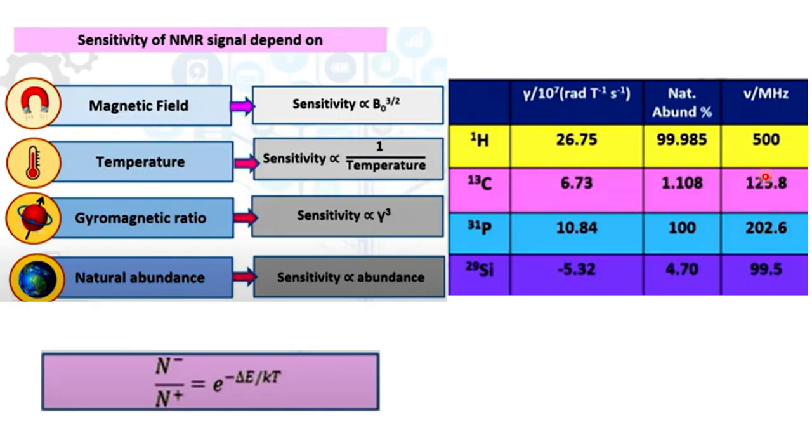And for 13C you need 125.8, and for 31P you need 202.6, and in case of 29Si, that is 99.5. So the most common are 1H and 13C, but sometimes you need 31P for some specific purpose. For example, if somebody is using some flame retardant material in a polymer matrix, for that you may need to do 31P NMR.